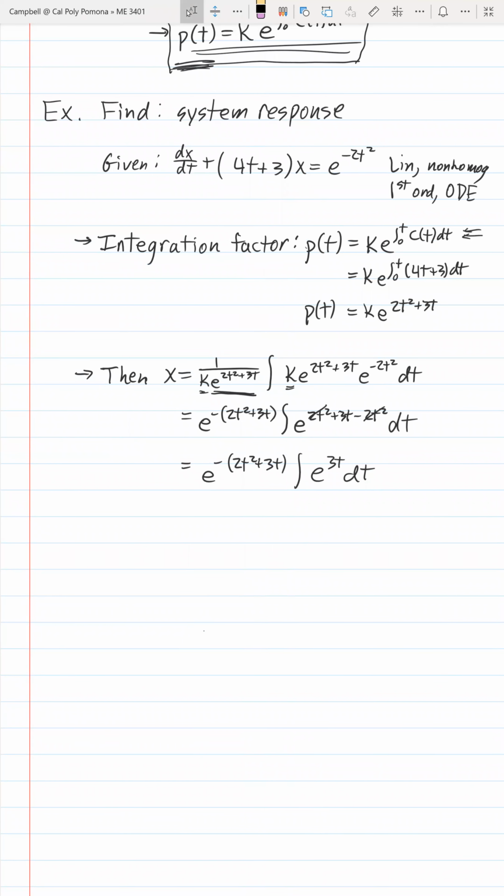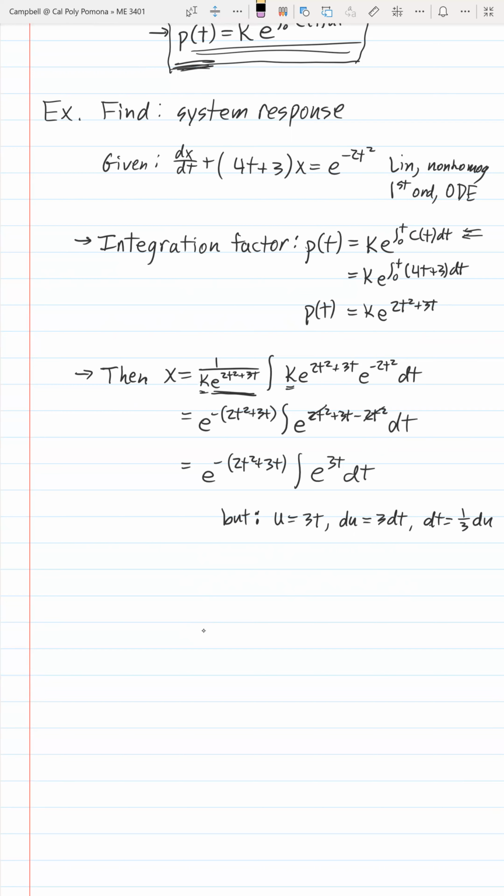And so now we can do a u substitution if we like. This is obviously a relatively simple integral at this point, but let me work through it with the u substitution. So u is equal to 3t because it just makes things a little bit easier to make sure we don't make mistakes. Then obviously du is equal to 3 dt. And last but not least, dt is equal to 1/3 du.